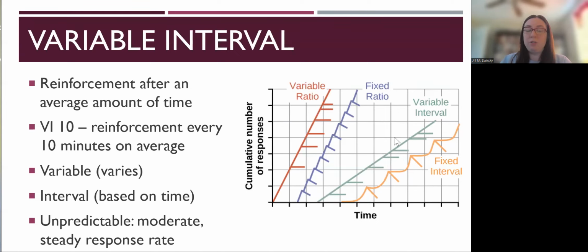So the interval schedules tend to elicit fewer and slower responses than the ratio schedules. This is because the number of responses does not influence the availability of reinforcement.